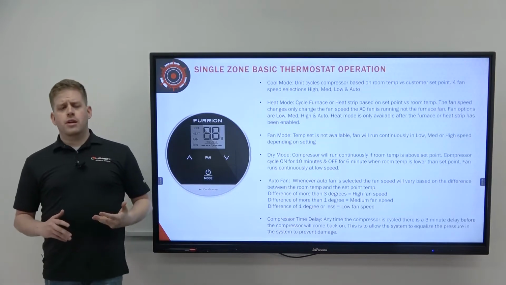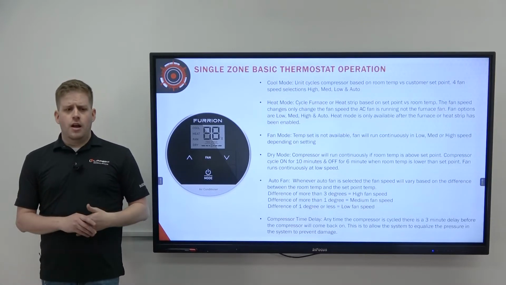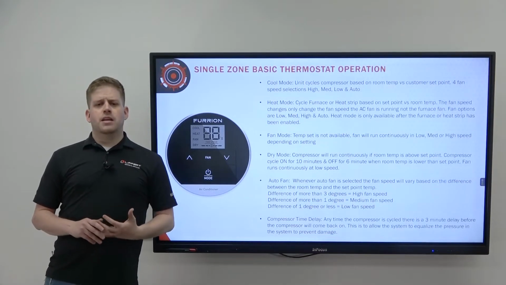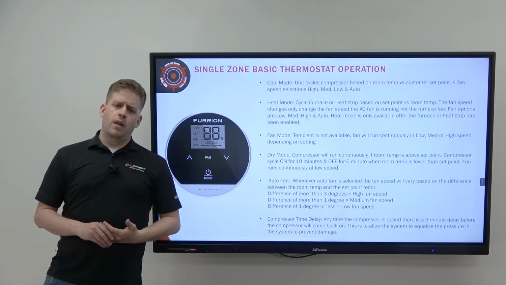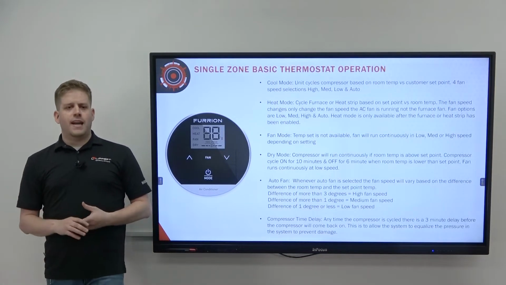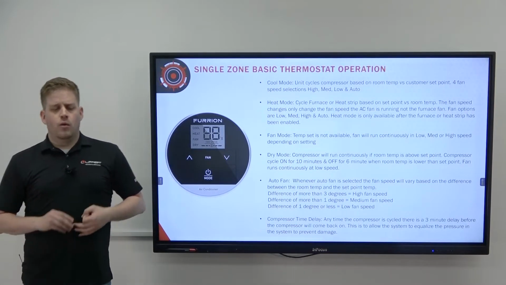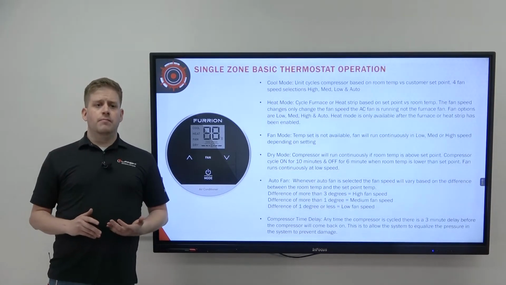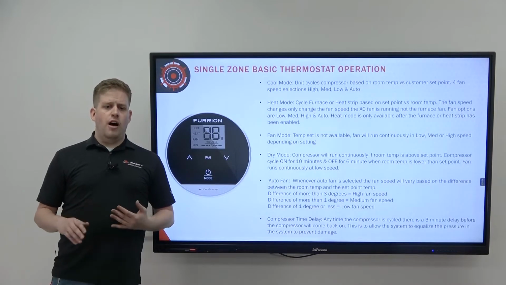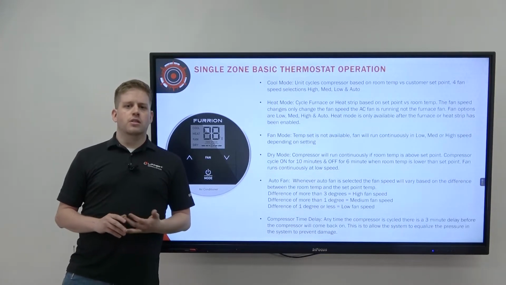In our cool operation, the unit's going to cycle the compressor on and off to provide cooling based on what the customer sets the temperature to. There are 4 different fan options when in the cool mode. Low, medium, and high, where the fan will stay on constantly and the compressor will cycle on and off based on set point to provide cooling to the coach.